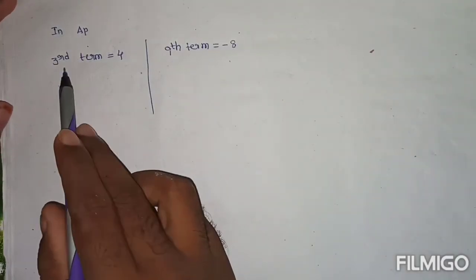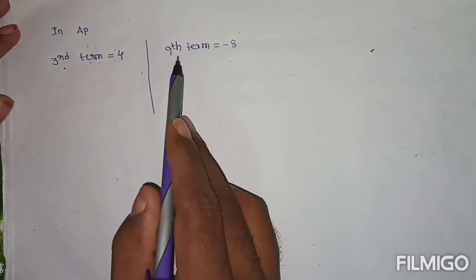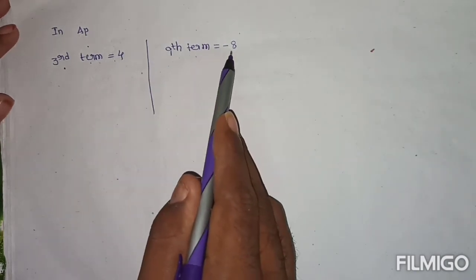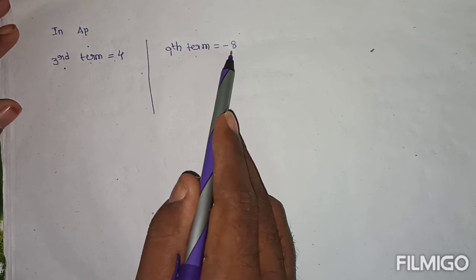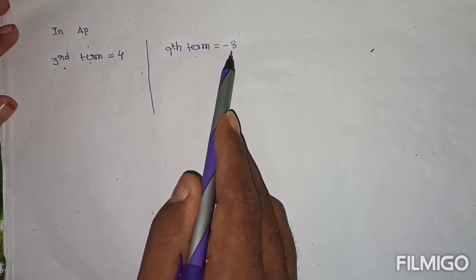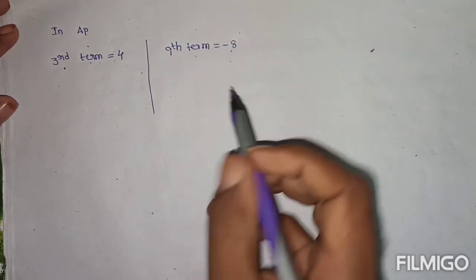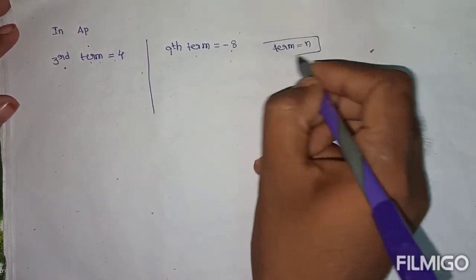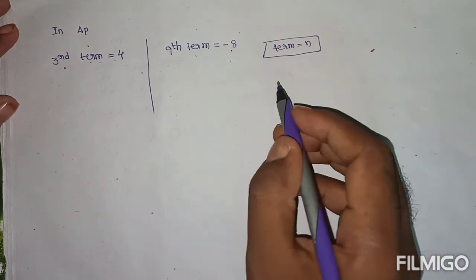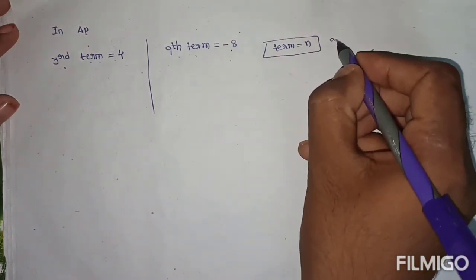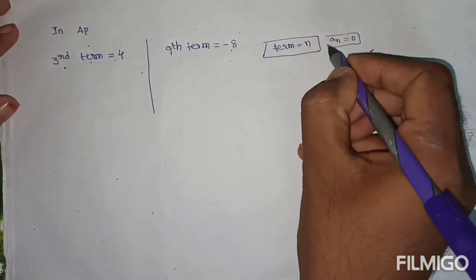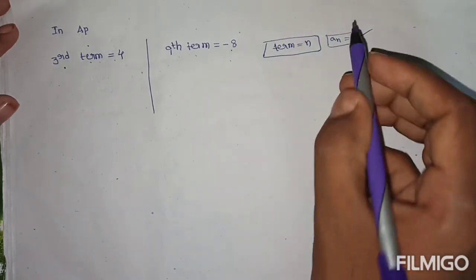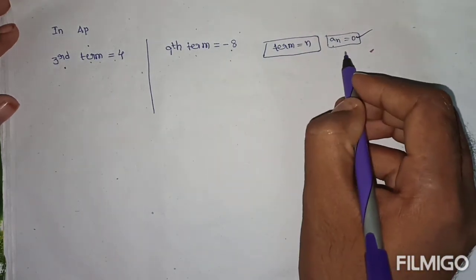In AP, third term equal to 4, ninth term equal to minus 8. Which term is 0? Okay, so "term" means find the value of n. Whenever it says term, you should remember to find the n value. Since it says which term is 0, the last term becomes 0. These two conditions should be kept in mind. a n value is 0. To get a n, we need to find both the a value and the d value.